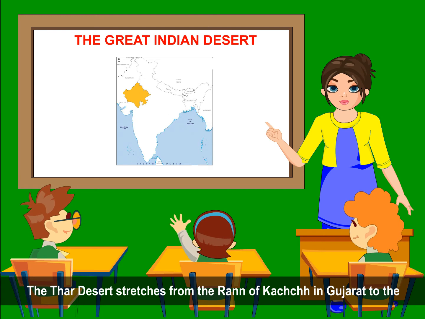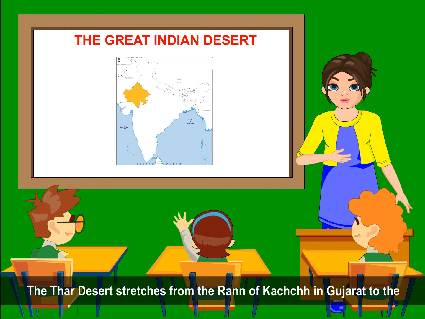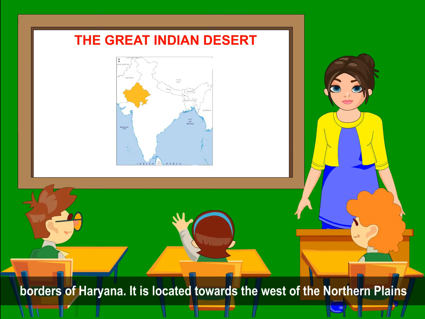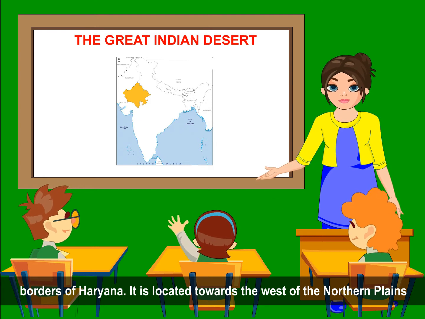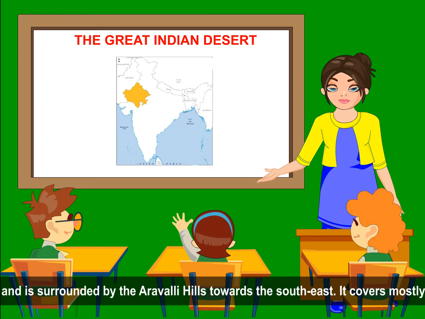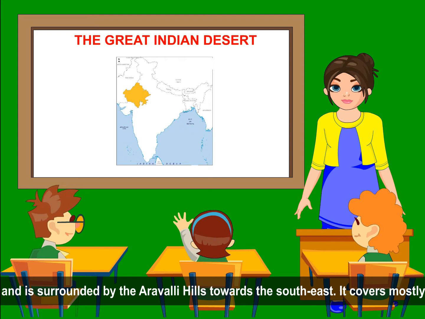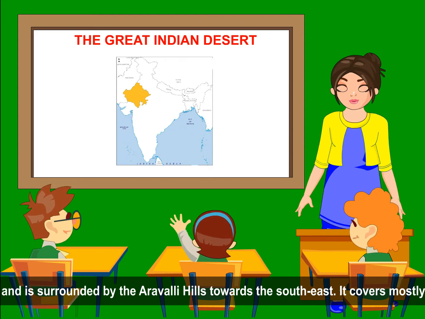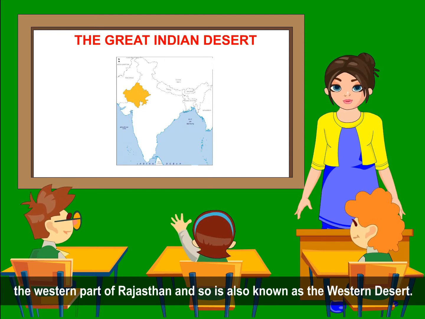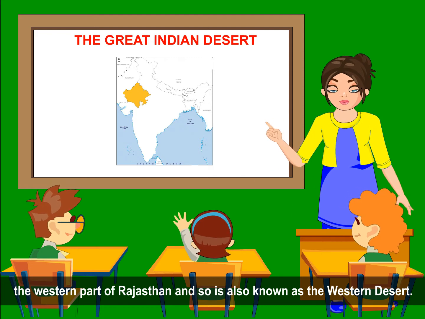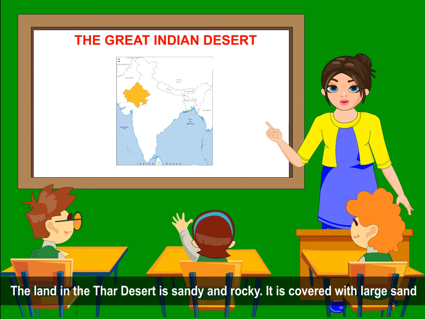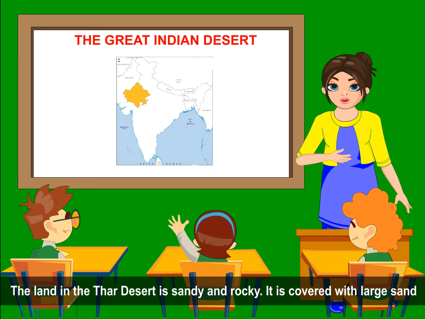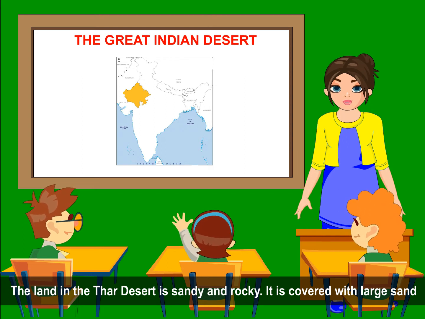The Thar Desert stretches from the Rann of Kutch in Gujarat to the borders of Haryana. It is located towards the west of the northern plains and is surrounded by the Aravalli Hills toward the southeast. It covers mostly the western part of Rajasthan and so is also known as the Western Desert. The land in the Thar Desert is sandy and rocky. It is covered with large sand dunes.